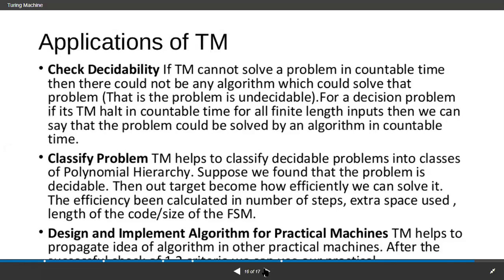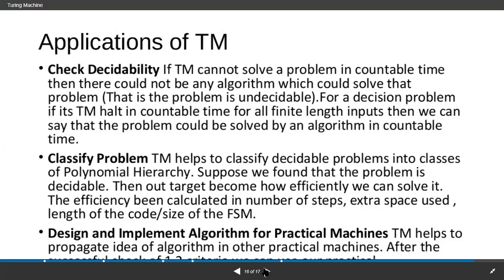Suppose we found that the problem is decidable, we have some algorithms to apply, and with the algorithms we can get the solution. Then we can treat them as decidable problems. Then our target becomes how efficiently we can solve it, right? The efficiency is calculated in number of steps, the extra space that we used, or the code size, or any other measure of the finite state machine. And finally we can name it the classification of the problem.